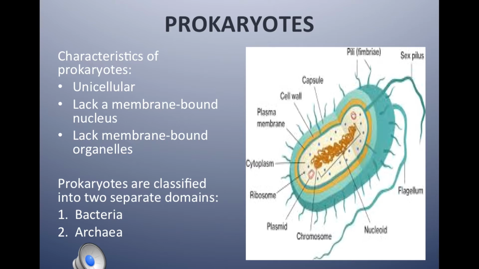I want to start out by giving some characteristics of prokaryotes. Prokaryotes are unicellular, they lack a membrane-bound nucleus, and they lack membrane-bound organelles. They are also classified into two separate domains, bacteria and archaea. Because their cell structure is so simple, they can only reproduce asexually through binary fission.